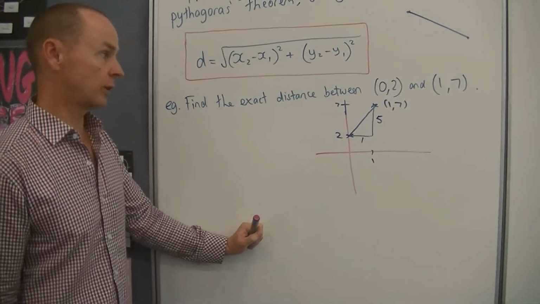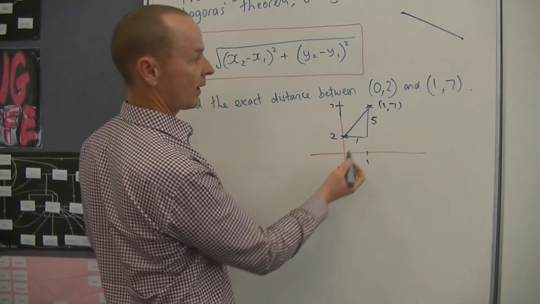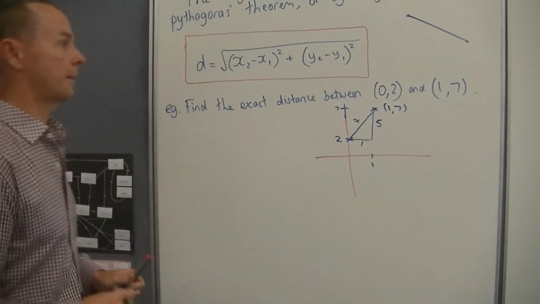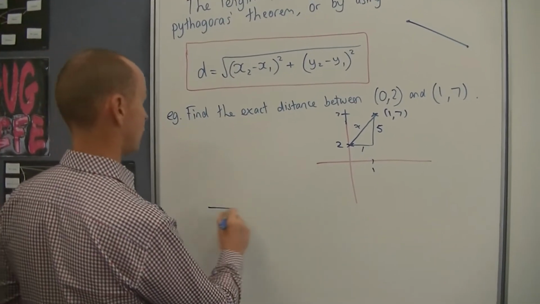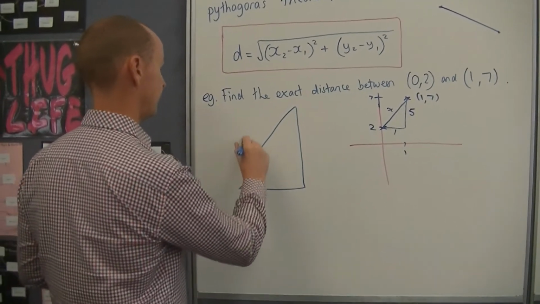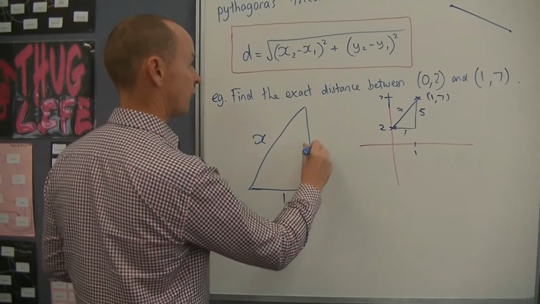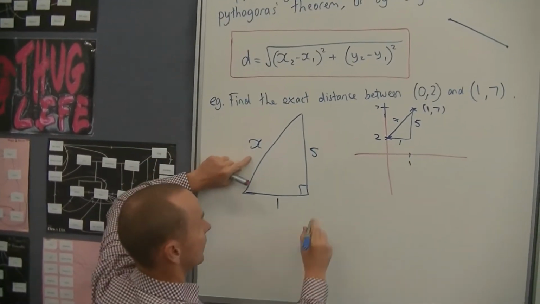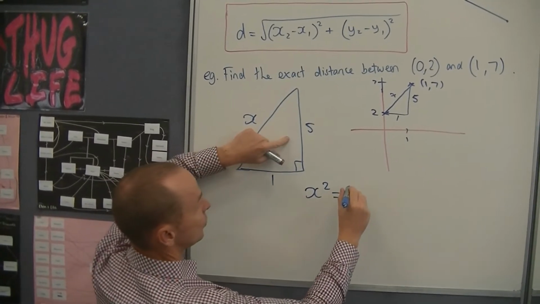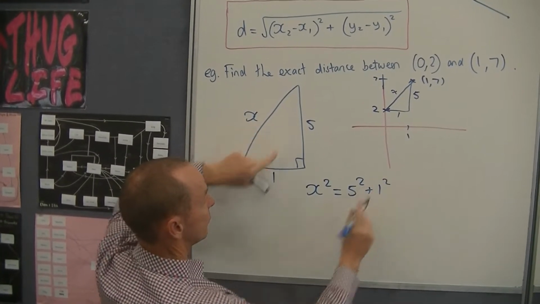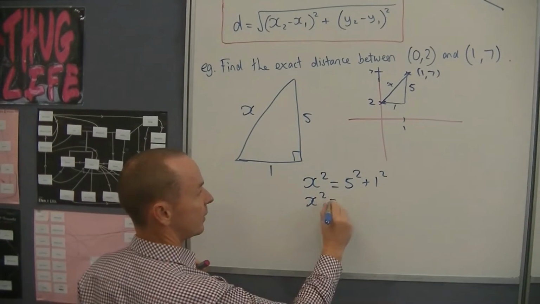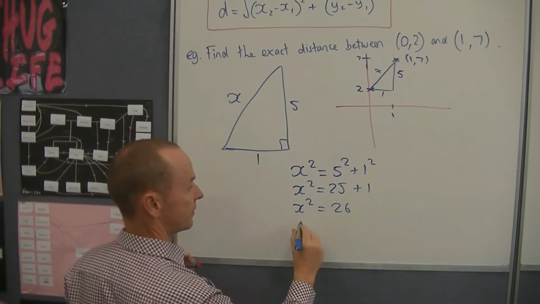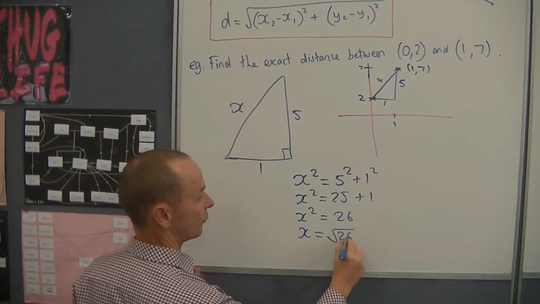Everyone got that? So I've drawn a little triangle, just like we do with a gradient. This time we're working out this side length. We'll call that x if you like. I'll redraw my triangle here so it's nice and big for you. There's x, it's a right angle triangle, that's 1 and that's 5. So this is exactly from Year 9. So let's do it. x squared equals 5 squared plus 1 squared. x squared equals 25 plus 1. x squared equals 26. So x equals the square root of 26.